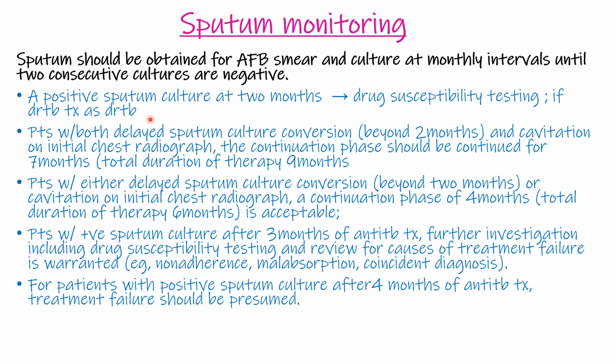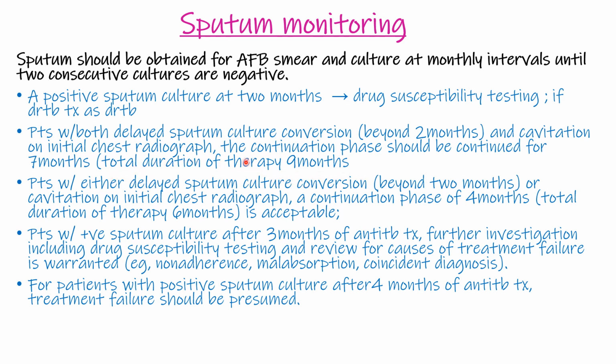So we have said at the end of the intensive phase, that is 2 months, you do a culture. If your culture is positive, then you do a drug susceptibility testing. Then if your drug susceptibility testing shows that you have drug resistant TB, you treat as drug resistant TB, which we will talk more about. And then next, patients with both delayed culture conversion beyond 2 months and cavitation at the initial chest radiograph, continuation phase should be continued for 7 months, a total duration of 9 months.